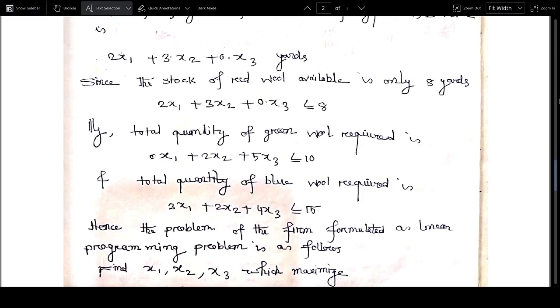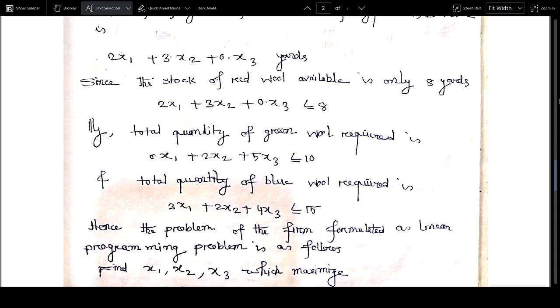Hence the formulation of the linear programming problem will be: maximize Z equals 3x1 plus 5x2 plus 4x3, subject to the three constraints, and x1, x2 and x3 greater than or equal to 0, because x1, x2, x3 are the units of 3 types of cloth, so they cannot be negative. So this is the formulation of the problem. And after this, you can solve it.